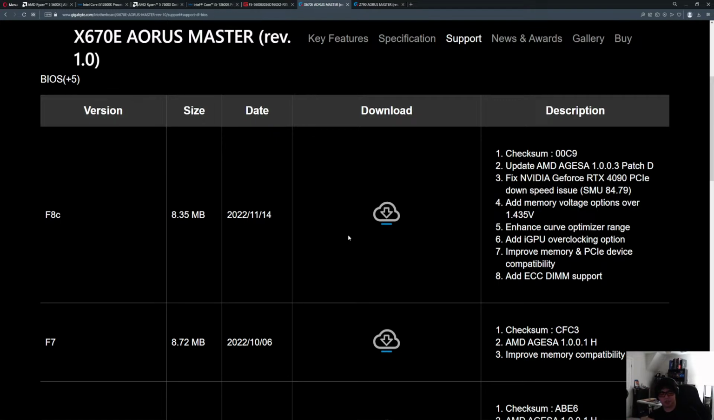I think it's the Gigabyte board, and every time they say they improve memory compatibility, well, they need to improve the memory compatibility even further, because from what I've heard, MSI and Asus seem to be slightly better when it comes to memory speed while still being 100% stable.